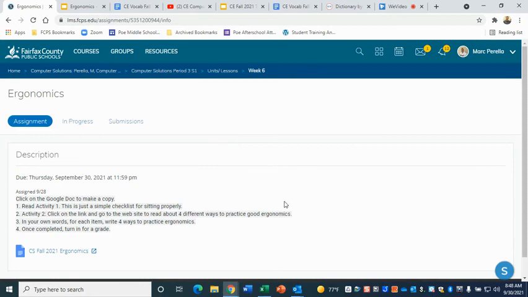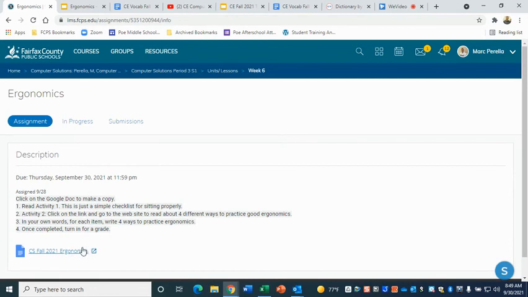the directions say, click on the Google Doc to make a copy. Read Activity 1. Now, Activity 1 is just a checklist, so you don't have to do any work there. Activity 2 says, click on the link and go to the website to read about 4 different ways to practice good ergonomics. In your own words, for each item, write 4 ways to practice ergonomics. Once completed, turn in for a grade.